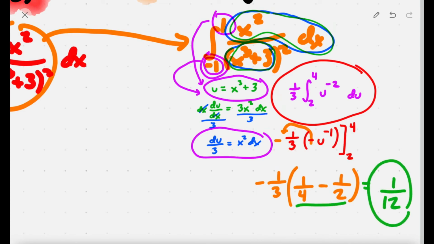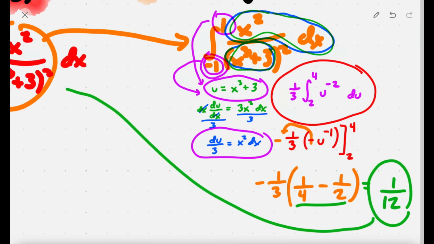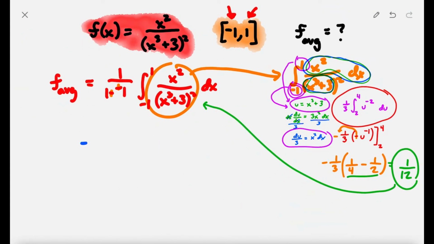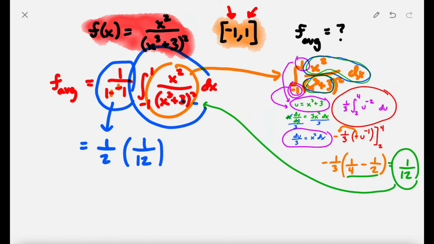And then what I'm going to do with this value right here is plug it all the way back into the equation that we have over here. So now you end up with 1/2, which is this part right here. So this comes down here times 1/12, because this whole thing right here is equal to 1/12. You end up with 1 over 24 as your final answer for this problem. So that's basically the average value on this interval of this function up here.